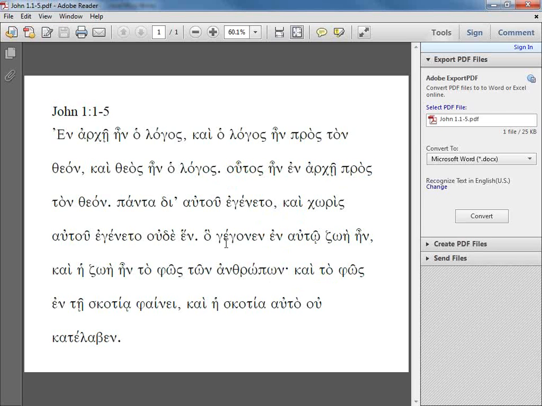Let's see. Is there another good example like that? Now, granted, look at this one, ton theon. Both of the endings look the same, right? So that's not that hard. But like I said, if we just know the definite article, again, we know the case, gender, and number. Okay? Questions about this?